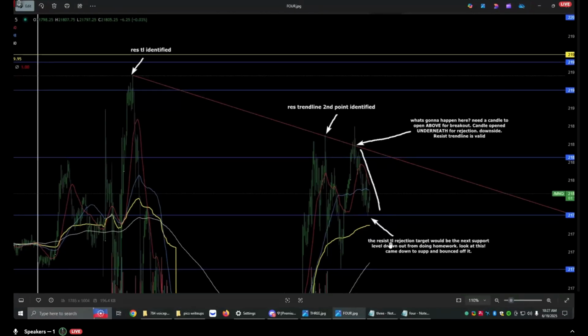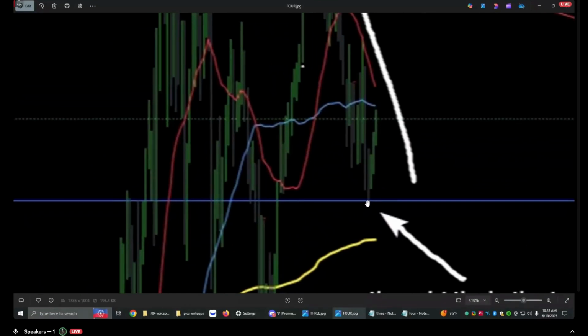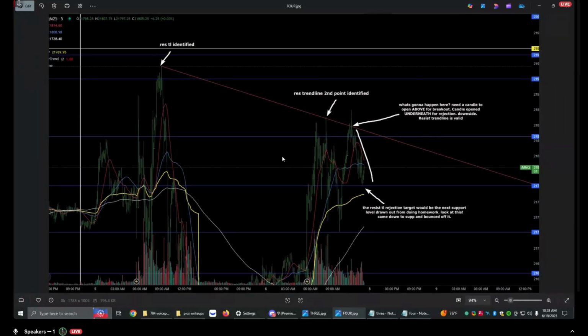The resistance trend line rejection target would be the next support level drawn out from doing homework. And look at this. It came down to my support and bounced off of it. So it would have hit target, the next support line, and this would have been an exit take profit zone. And it bounced off of it and continued up. And that's why it's important to have these levels on your chart so that you have ideas where to exit, where to take profit, stuff like that. So this is number 4.